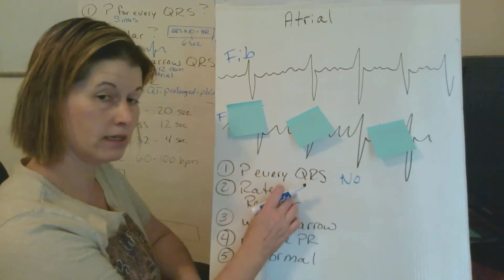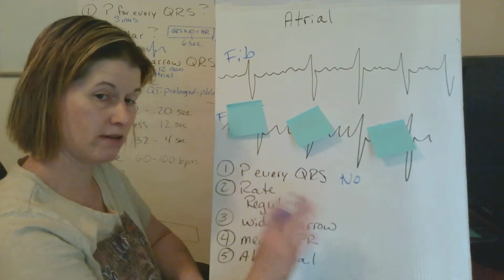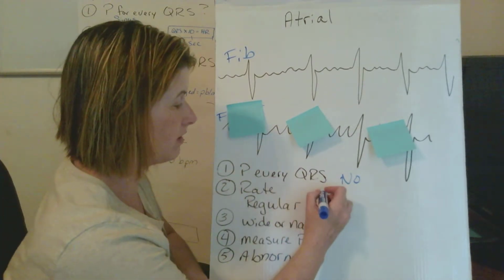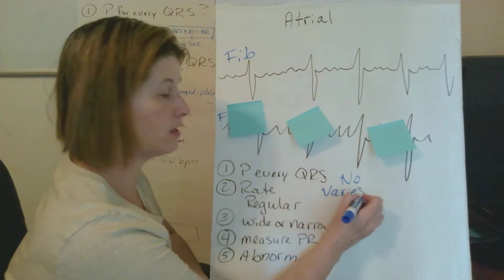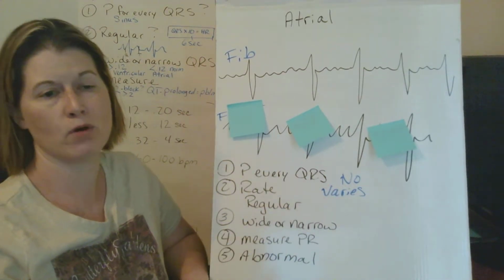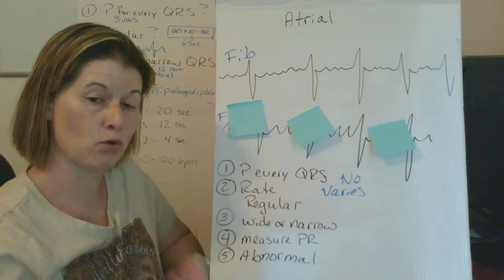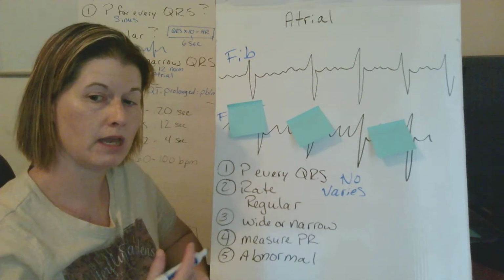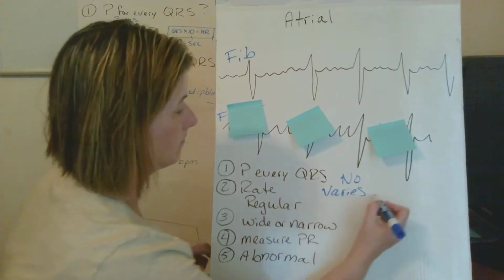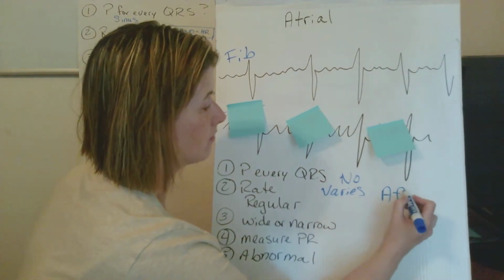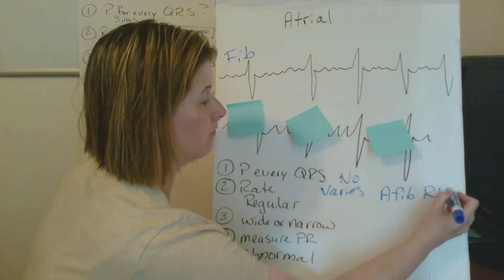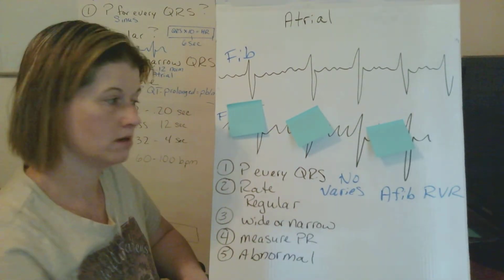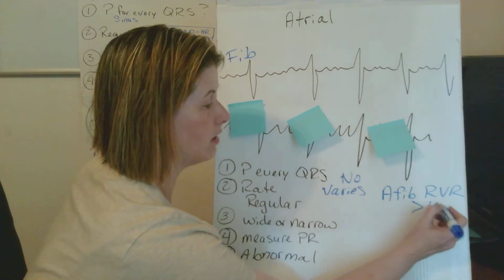The rate in AFib, just AFib, is generally, actually it could be anything. So the rate varies. We're just going to say varies. You could have a slow AFib, which would be more of a bradycardia. You could have a normal, just regular AFib, or you could have AFib with RVR, AFib with rapid ventricular rate, and your rate is going to be greater than 100.